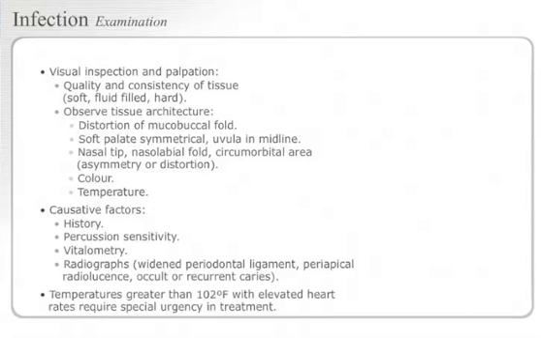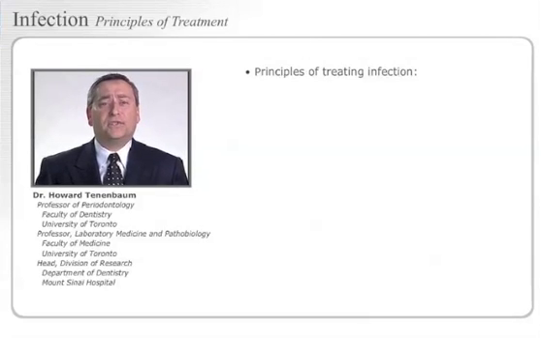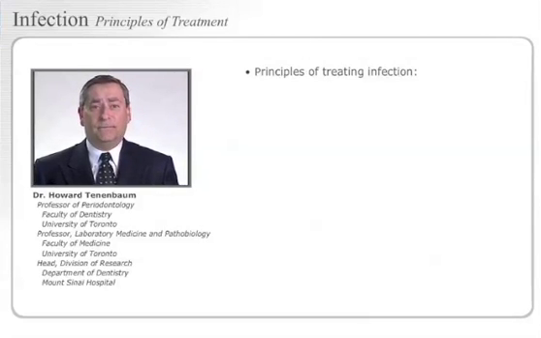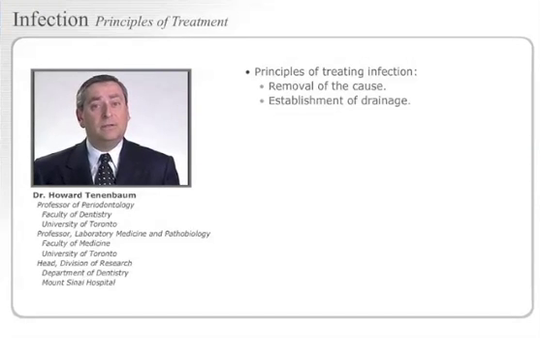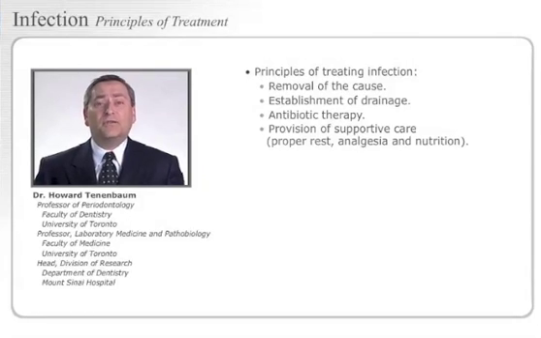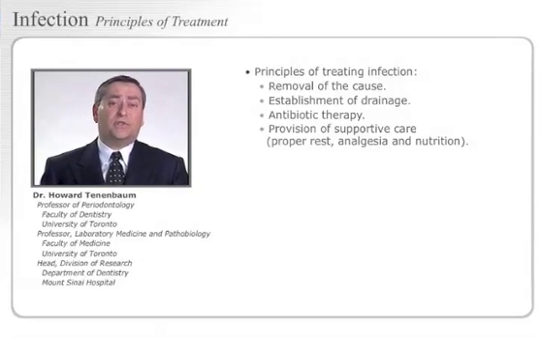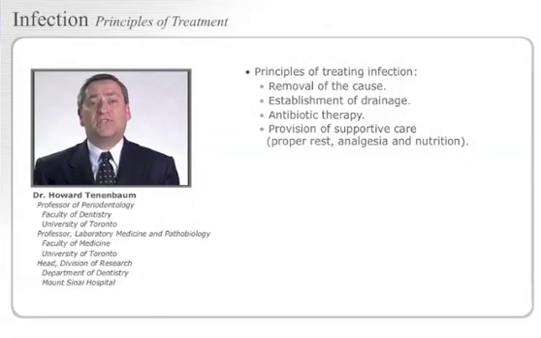Temperatures greater than 101 to 102 degrees Fahrenheit, accompanied by elevated heart rates, indicate systemic involvement of the infection and should alert the clinician to the increased urgency of treatment. There are 4 principles of treatment when dealing with infection: removal of the cause, establishment of drainage, antibiotic therapy, and provision of supportive care, including proper rest, analgesia, and nutrition. Failure to adhere to these principles can result in failure of treatment and persistence of infection.